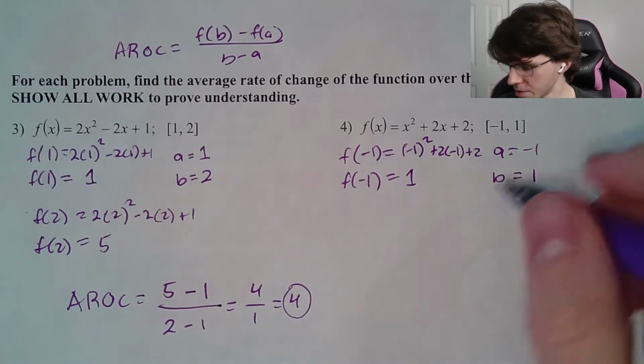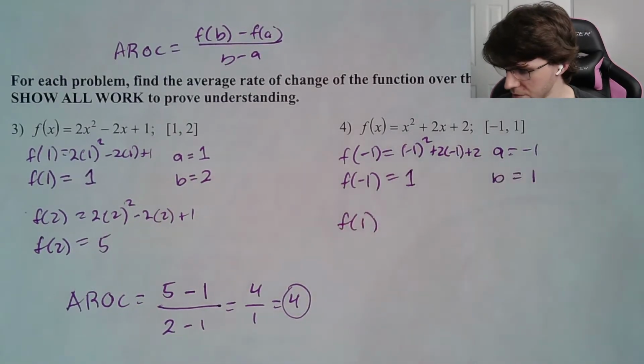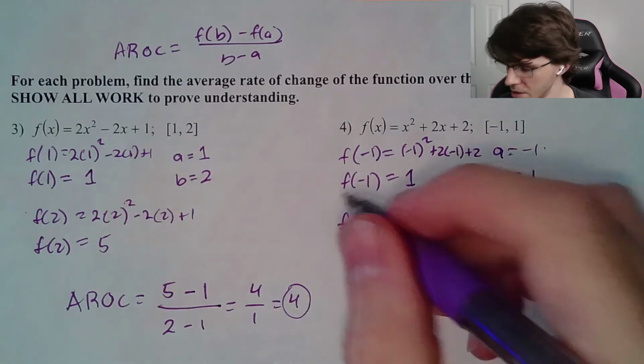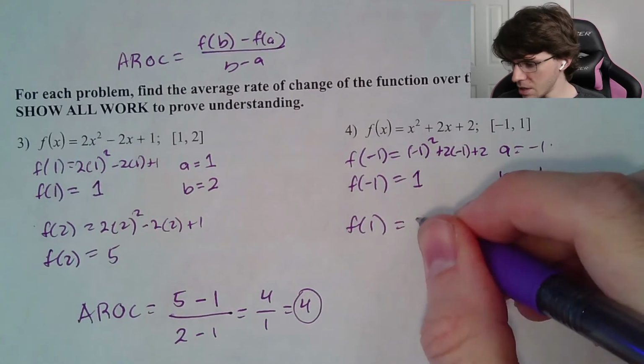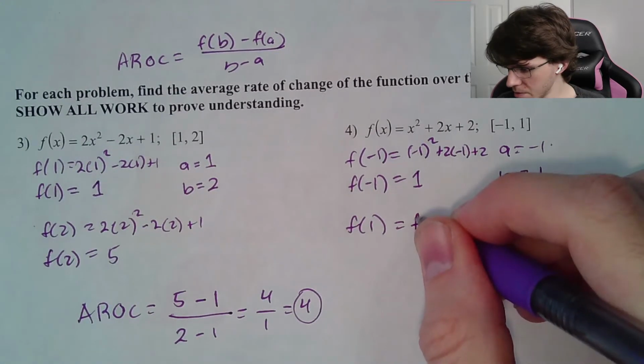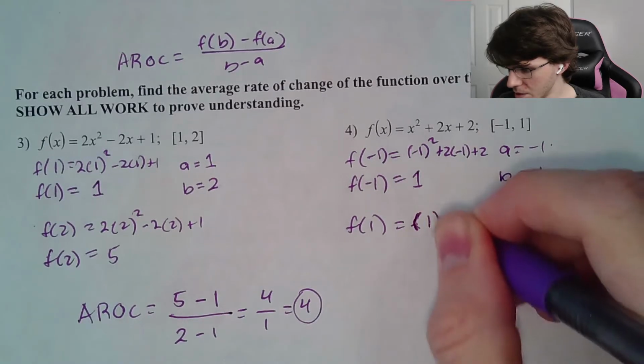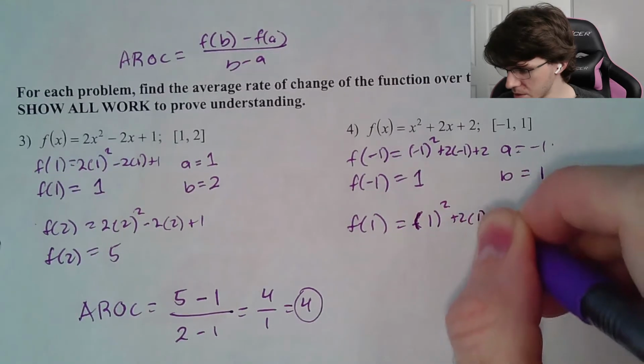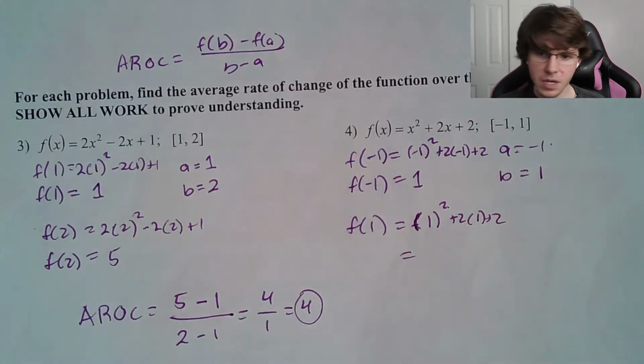And now we also need to find f of 1. We've done our first one here, so we need to do f of b. Now we're plugging in 1 here. Parentheses. 1 squared plus 2 times 1 plus 2. This time, no canceling. We just get 1 plus 2 plus 2, which is 5.